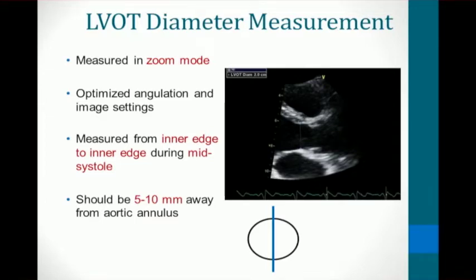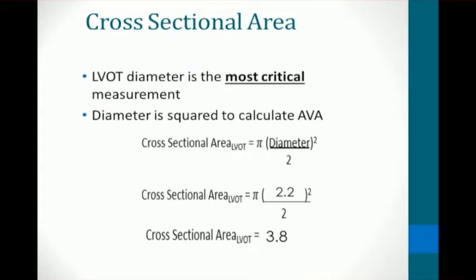At the bottom of the screen is an example of measuring the widest diameter of the circle. However, if you aren't in the correct window and are foreshortening the LVOT, your widest diameter could be shortchanged. The reason why this particular measurement is so critical is because in the continuity equation, the diameter is squared.